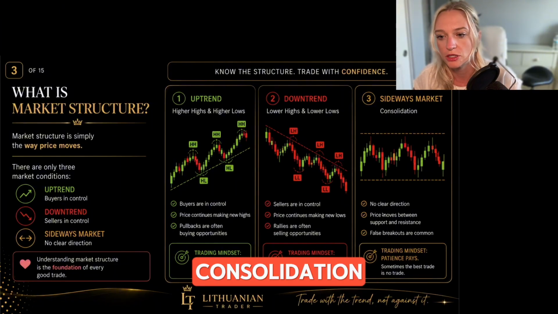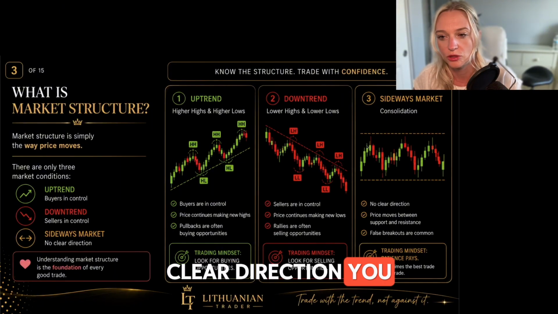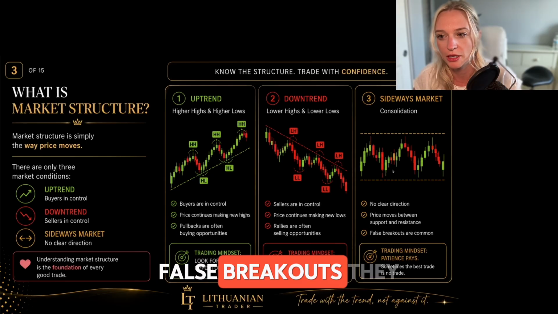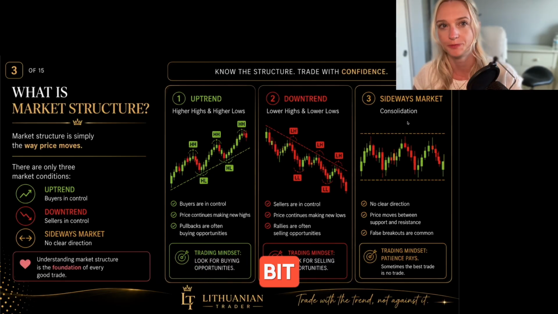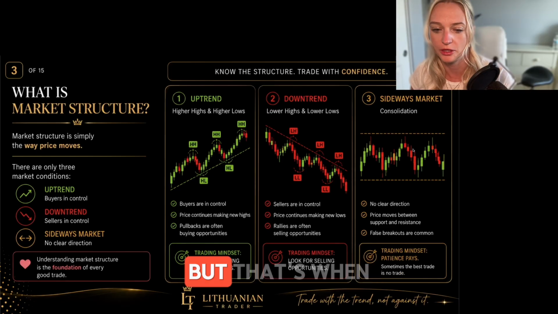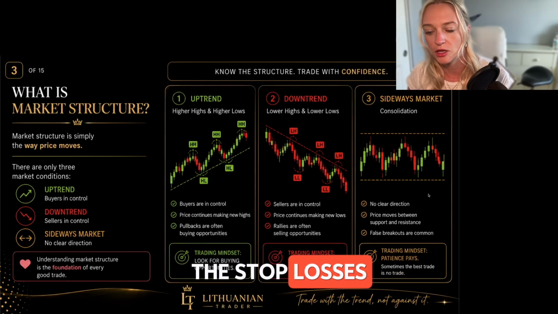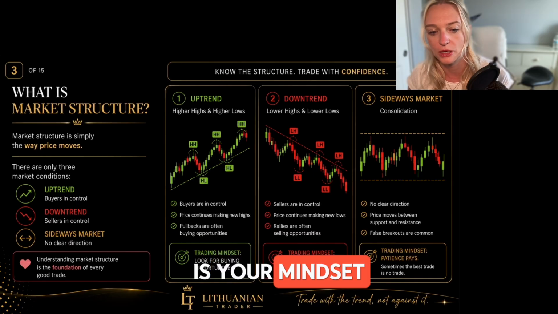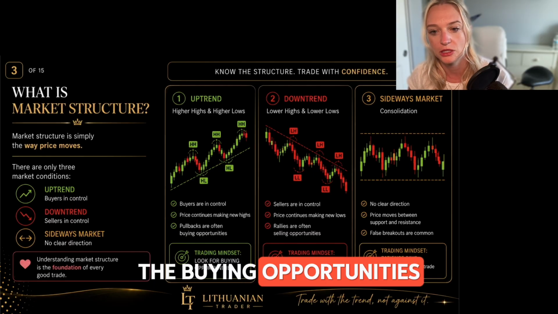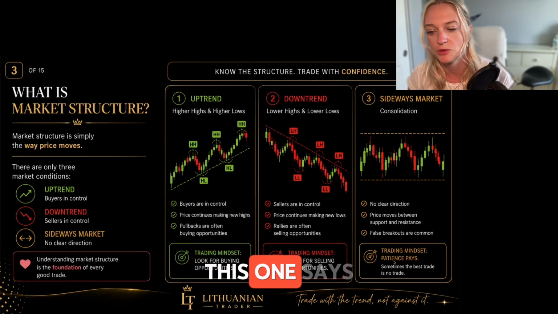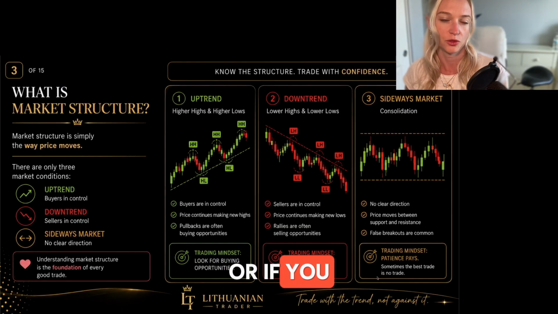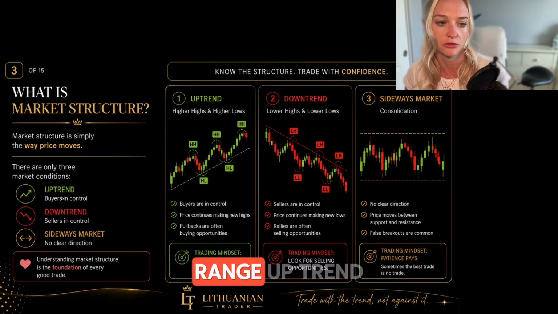And consolidation, there is no clear direction. You can still trade this. False breakouts, we talked about this a little bit. They false breakout either way, and that's when some people call it a false breakout. Some people call it hunting for the stop losses. Either way, what is your mindset? You're looking for buying opportunities. You're looking for selling opportunities. This one says stay patient, or if you're a scalper, you can definitely trade in the range.